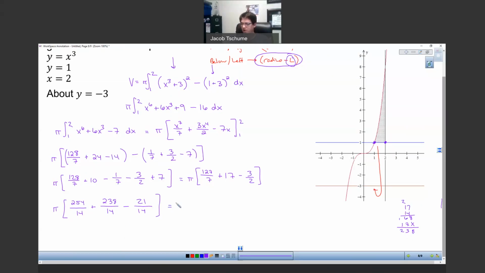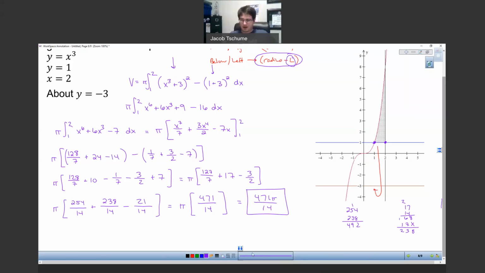And then you've got to put all of those numbers together. So this would be pi times, let's see, 254 and 238 added together would be 12, carry the 1, that's 9. So 492. And then 492 minus 21 is 471 over 14. So you get a final answer of 471 pi over 14.